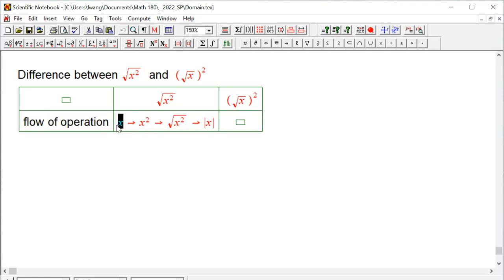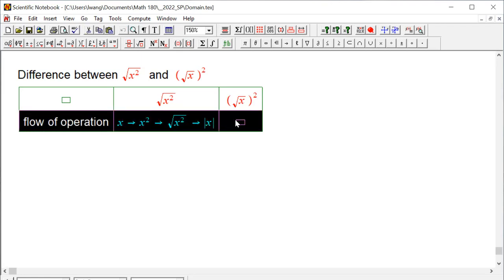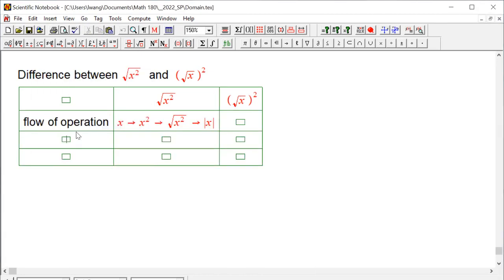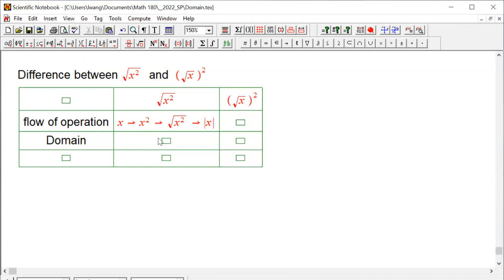As a result, the domain: because of the way it operates, x will be squared first, and this x squared is going to be non-negative. Any real number after being squared is non-negative, so it's automatically qualified to have the square root taken. So the domain here is from negative infinity to positive infinity.